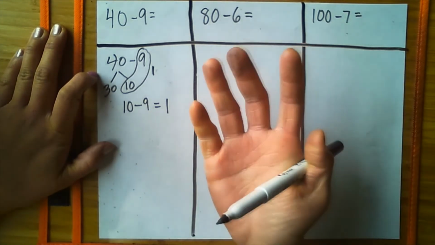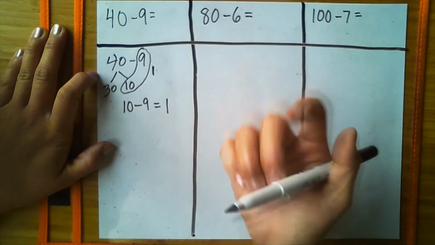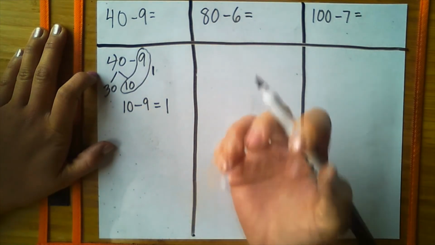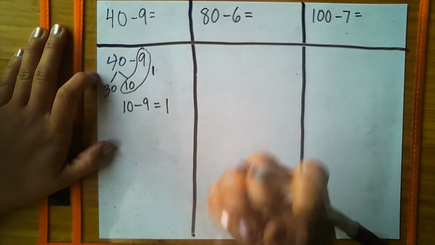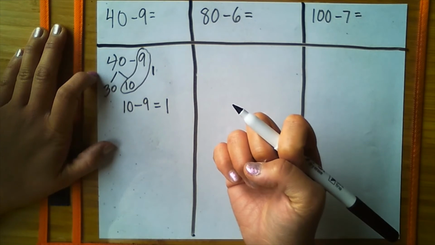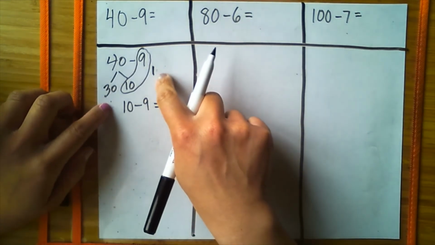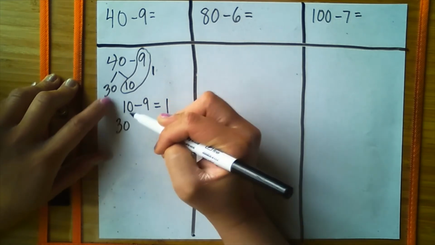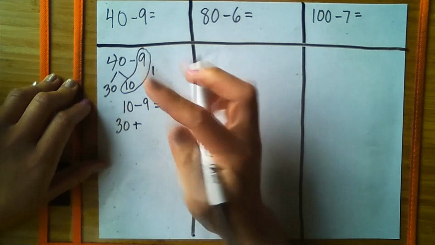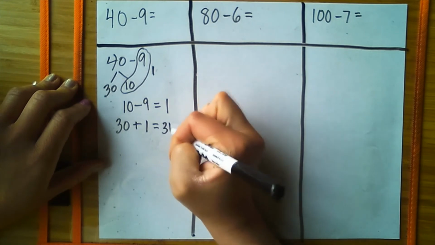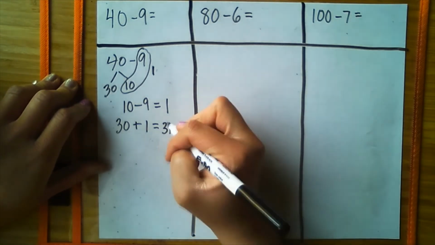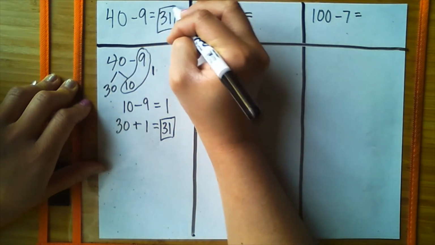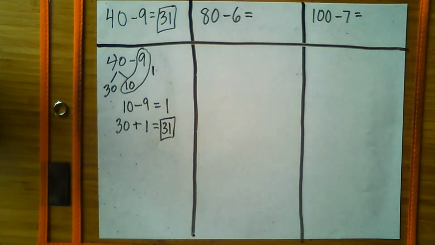Now, what's the next step? Great, we're going to add the parts that are left. Can you go ahead and give me the number sentence that shows we're going to add the parts that are left? Take a look. Great job. 30 plus 1 equals 31. Therefore, our solution is going to be 31, and we can fill it in up here and box it in as well. Okay, moving on to our next one.